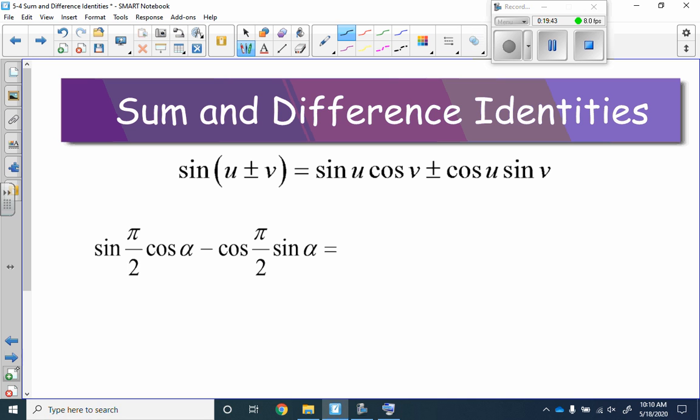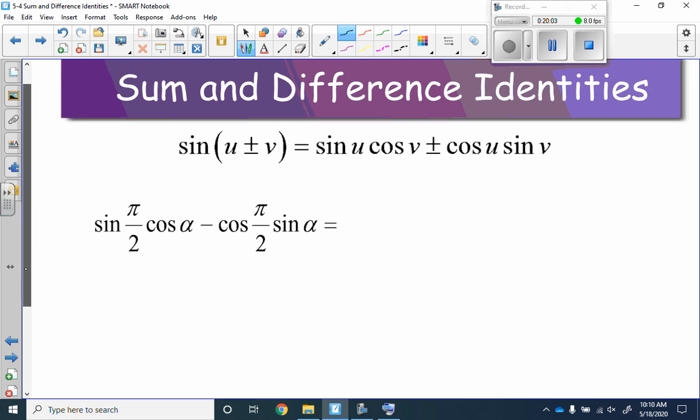Now, what if you look at a situation like this here? Okay, you can also use sum and difference identities to prove things as well as just simplify them down. So here I have the sine of pi over 2 times the cosine of alpha minus cosine of pi over 2 times sine of alpha.